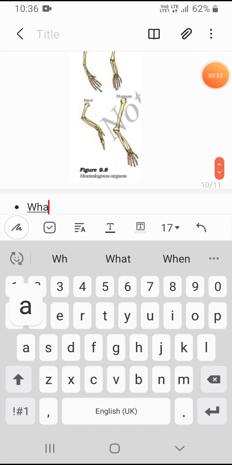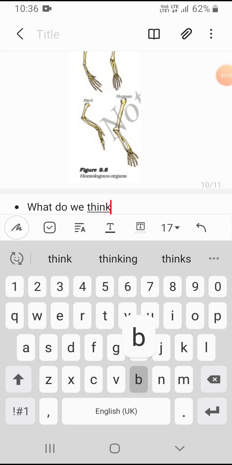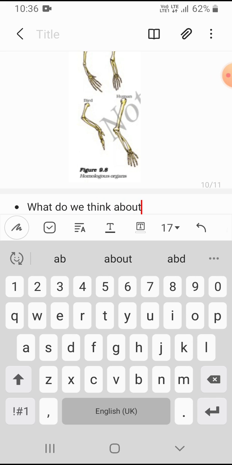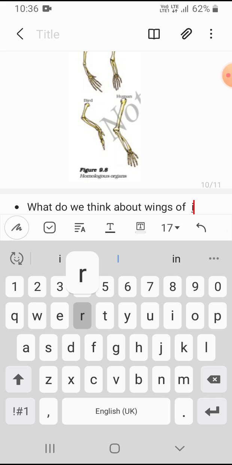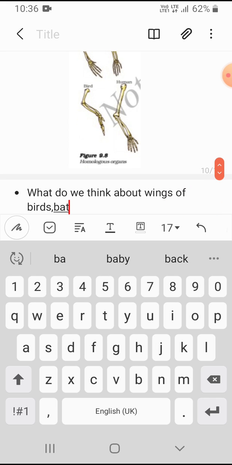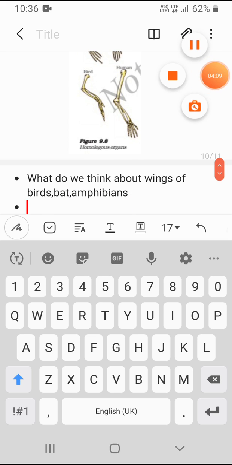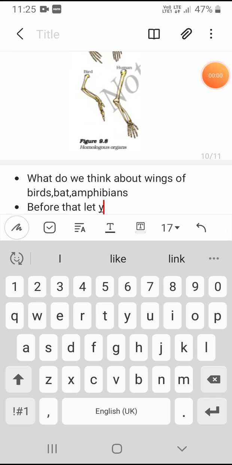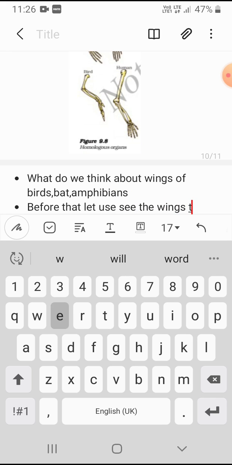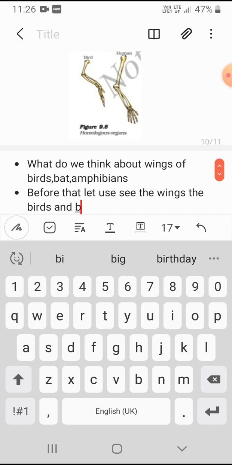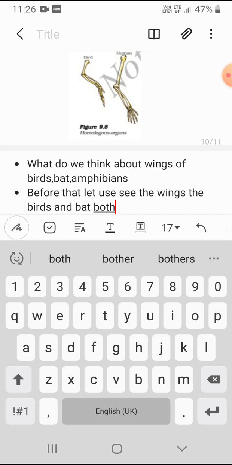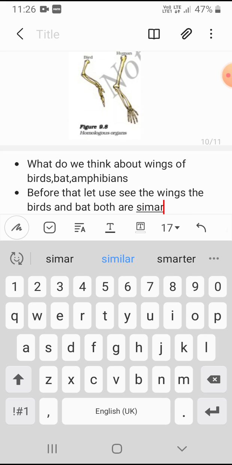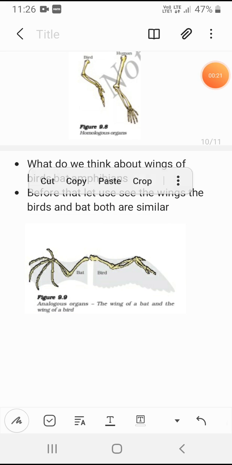What do we think about the wings of birds, bats, and amphibians? Let us see the wings of the birds and bats. Birds and bats both are similar. They both look similar. I will show you how.